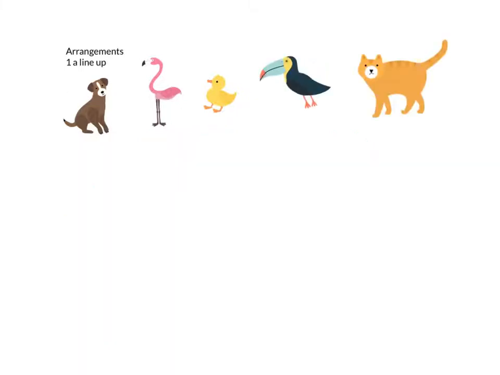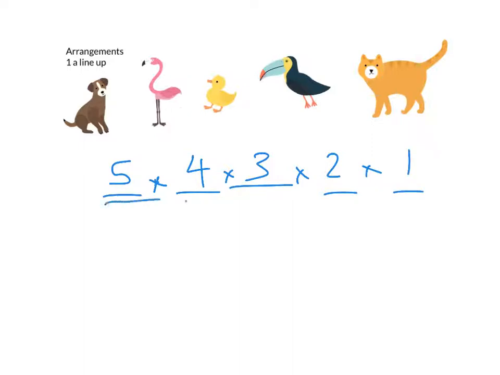Similarly, if we want to line 5 creatures up and decide on a line-up order, we can use the multiplication principle again. First place, there are 5 options. Second place, there's the remaining 4 to choose from, multiplied by 3, by 2, by 1. So those are the places. Sometimes I underline them like that. That can be expressed as 5 factorial, which is 5 by 4 by 3 by 2 by 1.